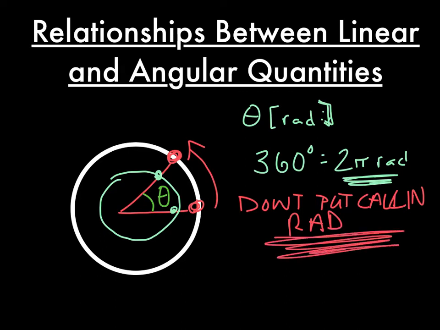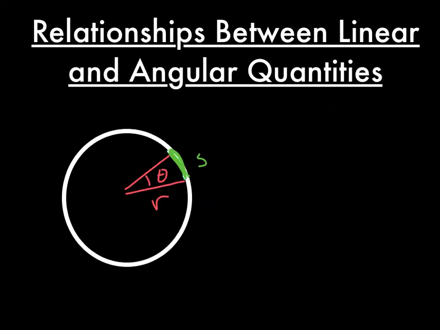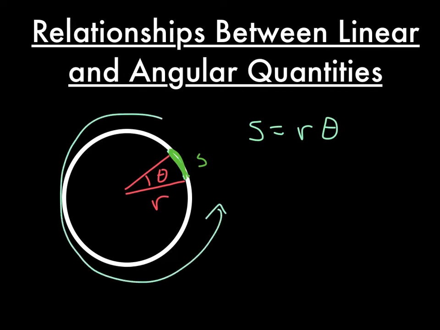But what we're interested in is how do we relate this angle to how far you move around the outside. So if we want to relate the radius of the circle to this distance s, we're going to find out that s, the distance you go around a circle, is equal to r times theta. If you go all the way around the circle, this would be s equals 2 pi times radius, which is circumference, which is what you would expect.